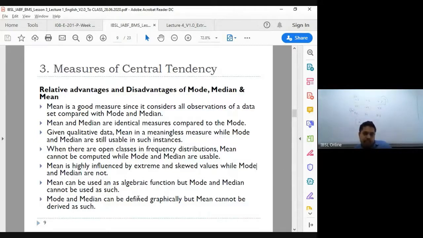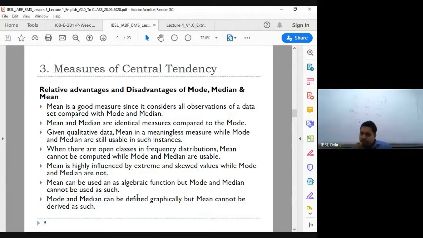One before last one. Mean can be used as an algebraic function, but mode and median cannot be used as such. That's what I explained, where we could denote equations algebraically. One basic example would be f(x) equal to x bar plus 5, and so on and so forth. So that x bar, or the mean, could be taken into arithmetic equations. Can't you take mode and median? That doesn't really add much value.